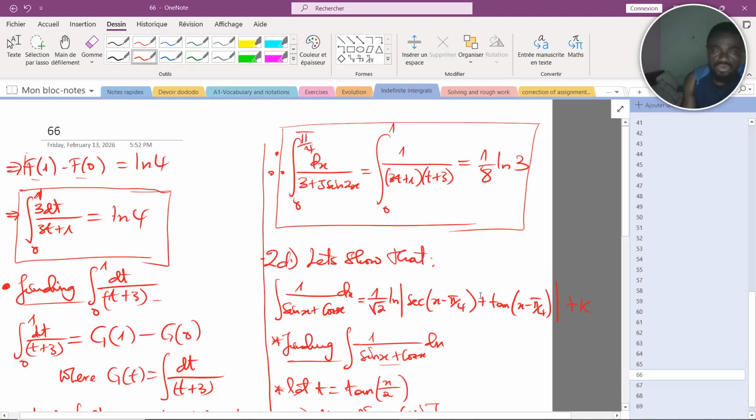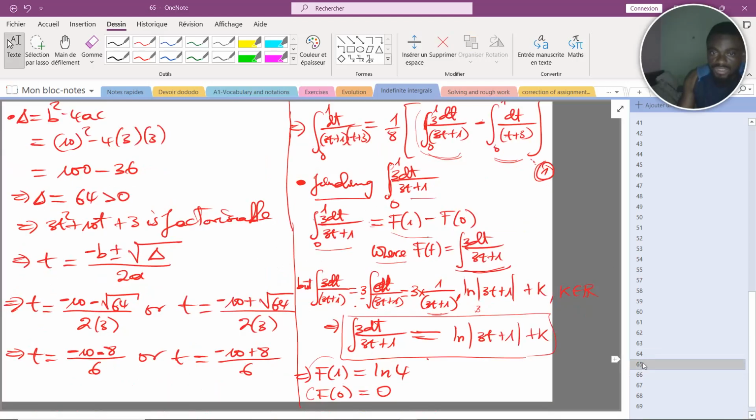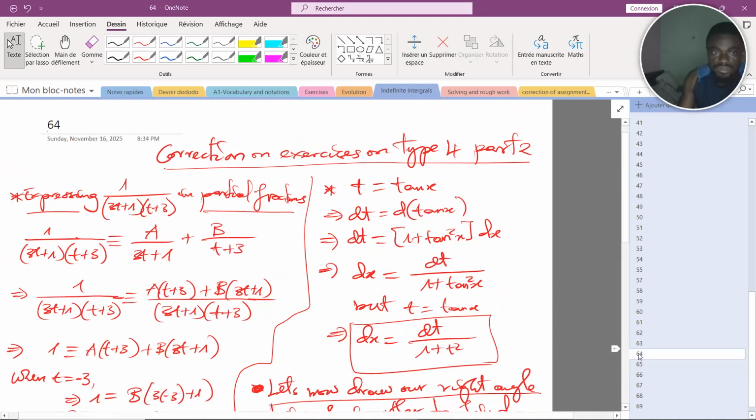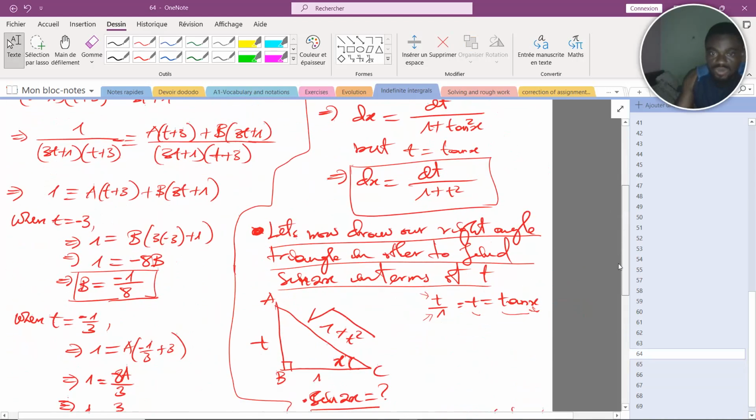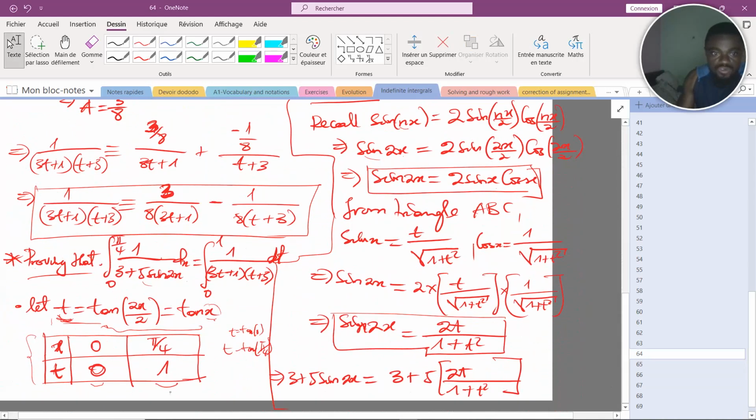So I hope you understood the whole procedure, the whole procedure, how we integrated everything. I'm sure you were maybe confused on how this 0 and 1 were supposed to come out. So this is how they come out. When you are doing your change of variable t here, you also do a change in boundaries. You understand? So that's the thing.